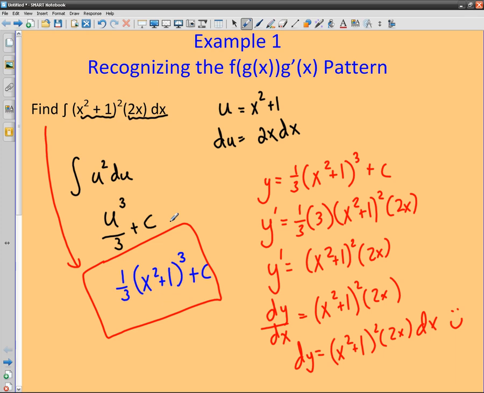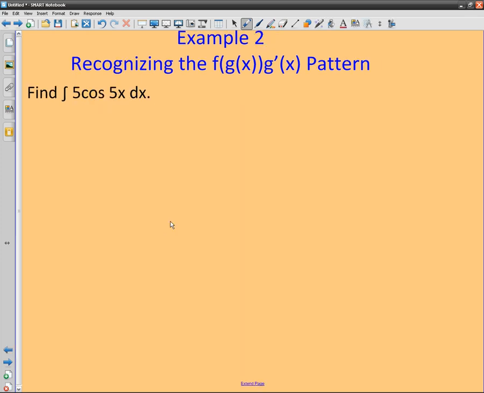That's what we're doing. Then in example 2, we're going to do a trig function, and in this one we're looking for a pattern. My inside function, my u value in this case, we'll say is 5x, which is a little bit different than what we were used to before. If I differentiate my u, I get 5 dx. So that would be this 5 here, and the dx taken care of.